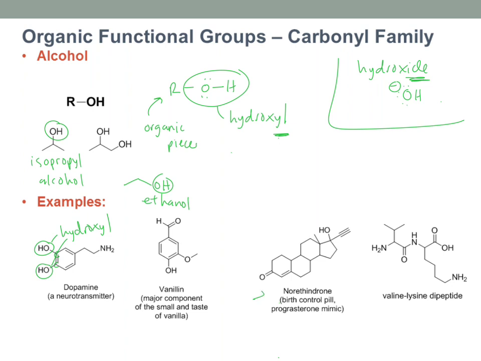If I go to vanillin, I see a bunch of oxygens. Here's a C double bond O, that's a carbonyl. This has oxygen with a carbon attached to it and a carbon attached to it. Remember that this end is a carbon, that's actually a CH3 there. But if I look down here at the bottom, it looks like I do actually have an OH here, so I have a hydroxyl. So vanillin has a hydroxyl also. If I look at the steroid over here, I've got one hydroxyl up there. And if I look over here at my valine lysine dipeptide, I don't see any hydroxyls, right?